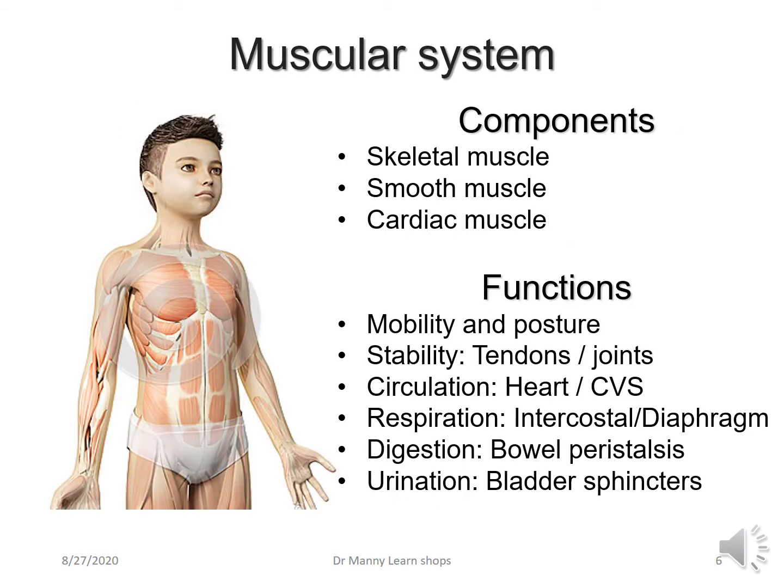The muscular system consists of the skeletal, smooth, and cardiac muscle. Their functions are primarily mobility and posture, stability via the tendons and joints, providing circulation with the heart and the cardiovascular system, respirations which deal with the intercostal muscles and the diaphragm, digestion, which is bowel peristalsis, and urination, control of the bladder sphincters.